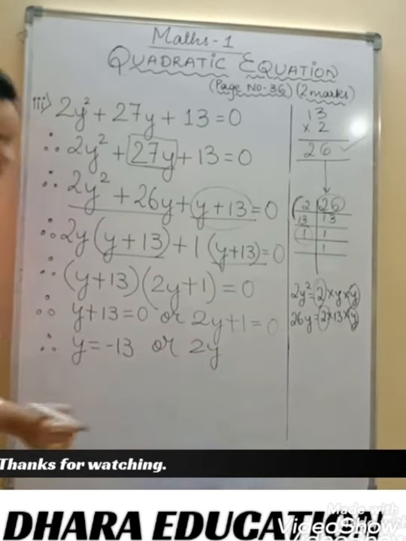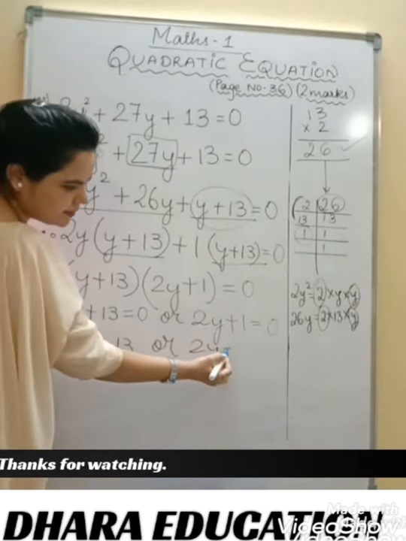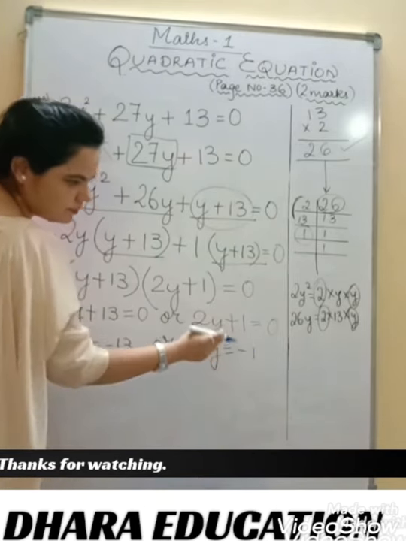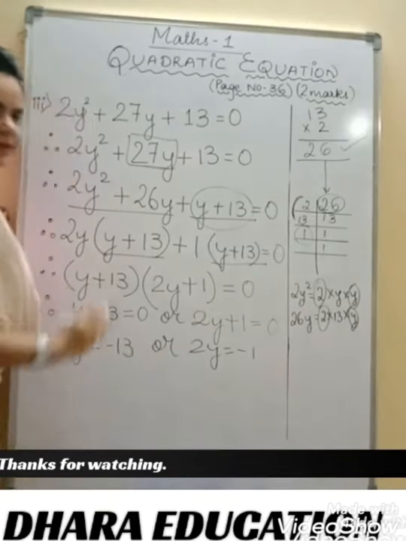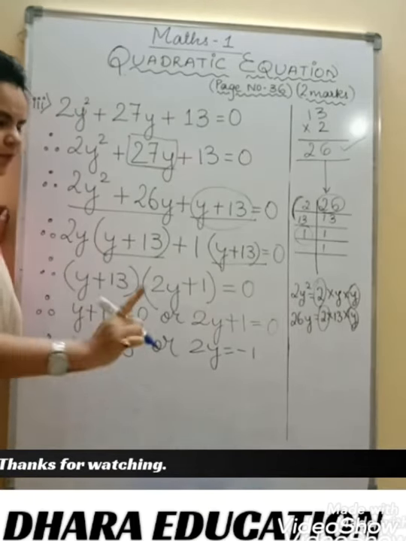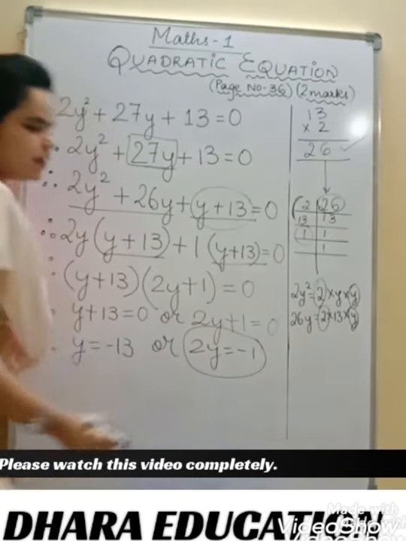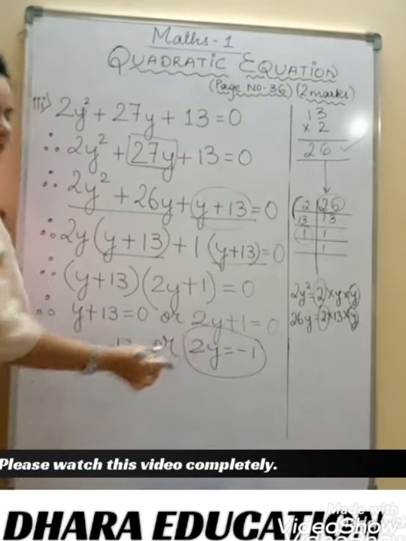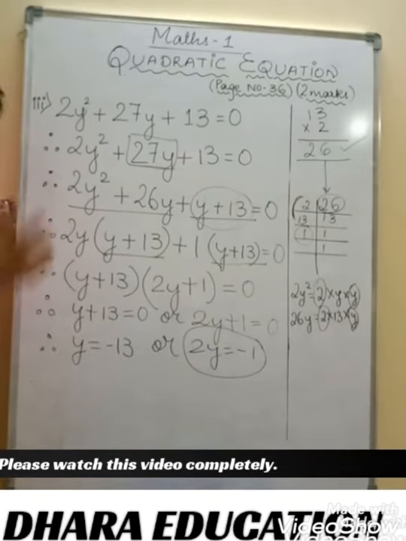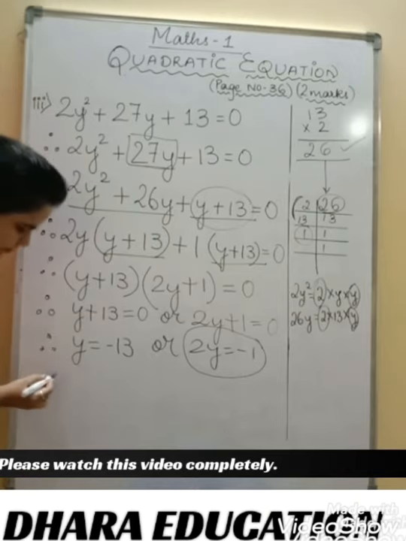2y. Please concentrate on this. 2y is equal to minus 1 because plus 1 is there. But the main thing here is that 2y is there and we want only y. So students, here is a very important thing you need to understand: 2y is not the answer. So again I have to extend one more step on it.